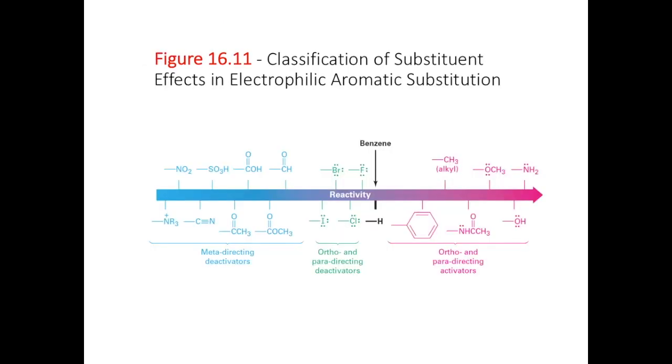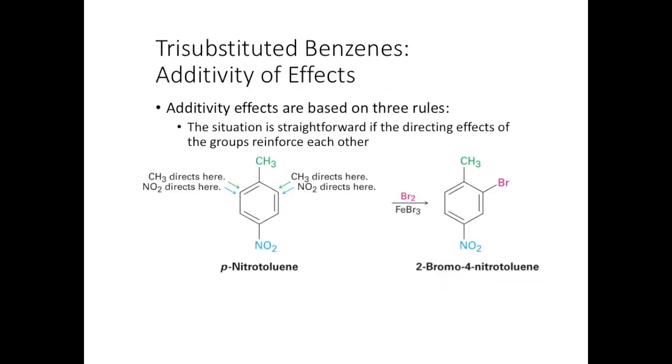And here's another chart classifying substituent effects. We have meta-directing deactivators. Those will deactivate the ring and direct incoming substituents to the meta position. Then we have our ortho-para directors. The halogens are deactivators and the rest are activators. Now, what if you have more than one group on your benzene ring and you want to do a reaction? If both of the groups reinforce each other as to where the substituent will go, then it's pretty straightforward.